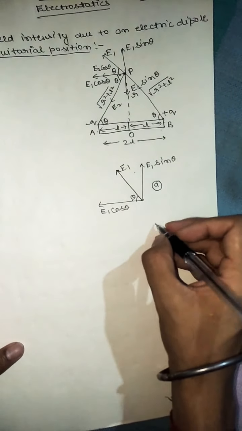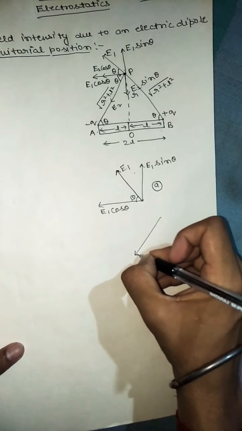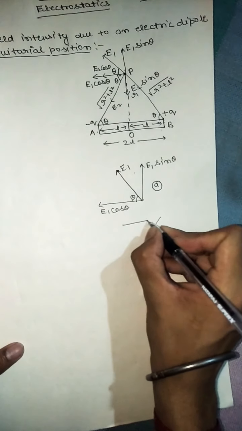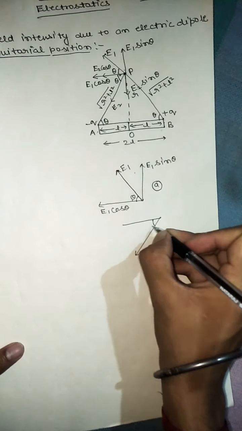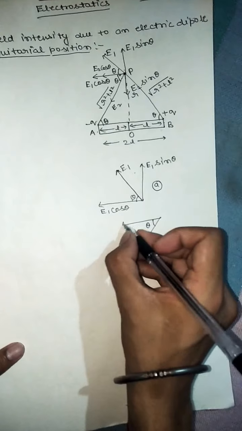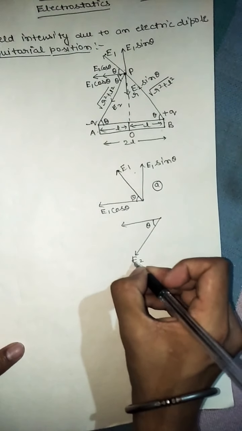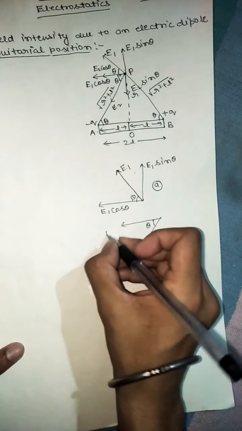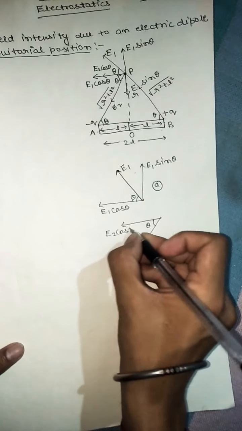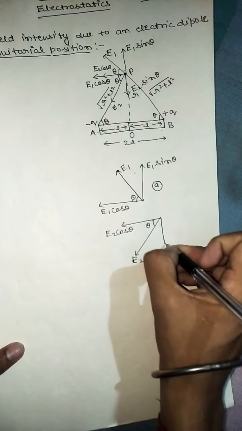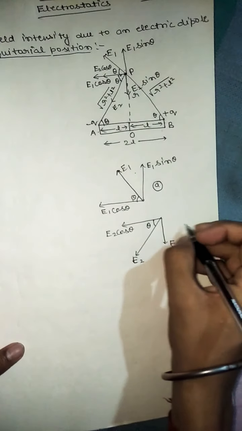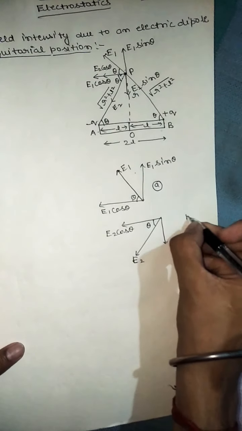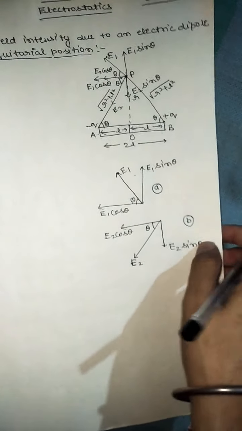Let us talk about E2. E2 is acting downward like this. If we make a horizontal line, then this angle would also be theta, as they are alternate angles. So if E2 is acting in this direction, then the horizontal component of E2 would be E2 cos theta, and here E2 sin theta in this direction. This one is the vertical component of E2. This can be considered as diagram B.